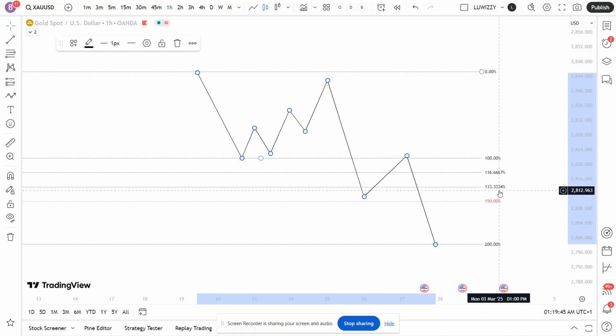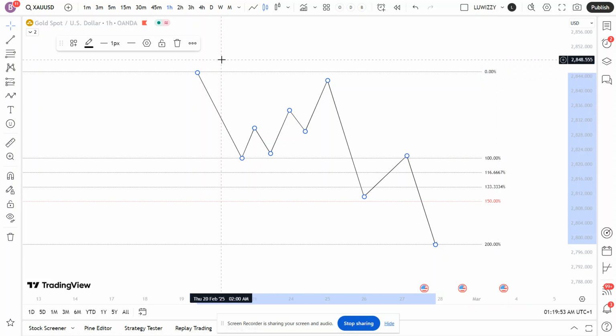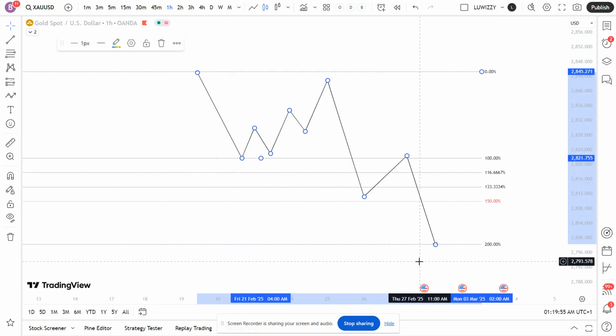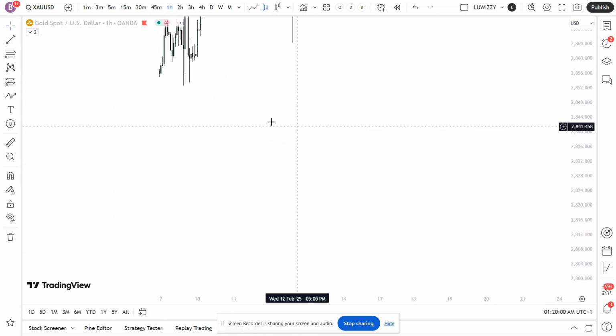So you've seen how to use the fib extension for a bearish and bullish order flow. Let's hop into the chart, no wasting of time. I know you guys are learning a lot from this thing, right? Yeah, you're learning a lot from this thing.